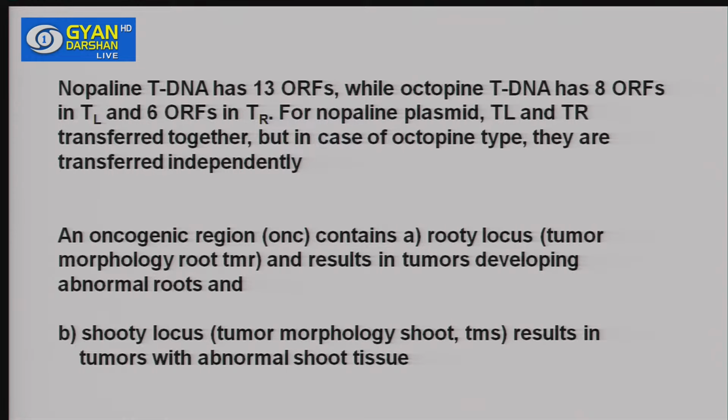And what are these oncogenic regions? Oncogenic loci, that is rooty locus or tumor morphology root, which is designated as TMR, results in tumors developing abnormal roots, and shooty locus or tumor morphology shoot or TMS, which results in tumors with abnormal shoot tissue. So if there is abnormal root formation, you have to understand that it's a hairy root kind of system, or we also call it root mat disease. Or if it is an abnormal shoot tissue, then you have to understand that there is a crown gall formation.